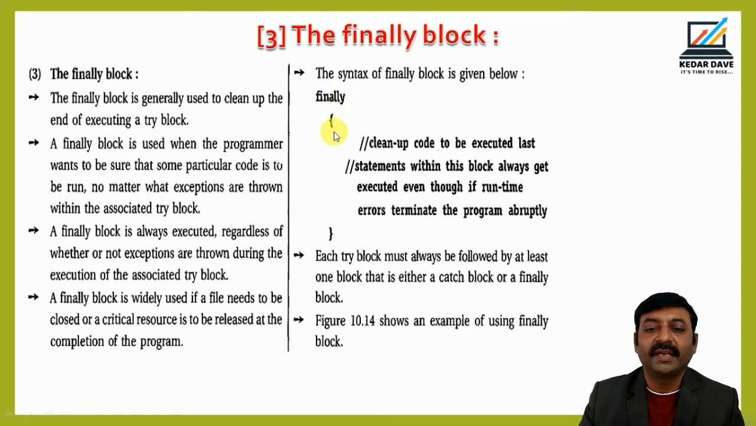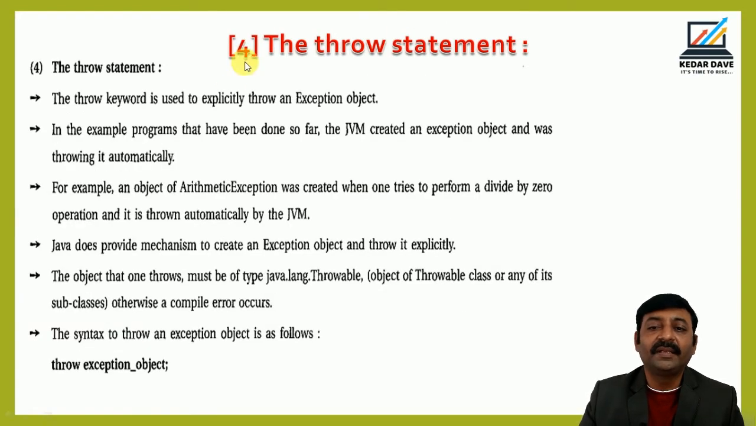Right, finally, start the curly bracket and then write the clean up code to be executed last. The statements within the block always get executed, even if runtime errors terminate the program abruptly. Then you use this finally block. So this is about the try block, catch block, multiple catch blocks, and the finally block. After that, the next one is the throw statement.